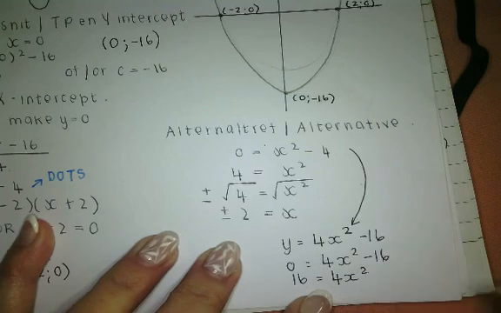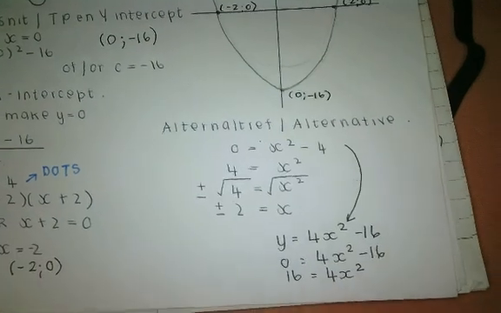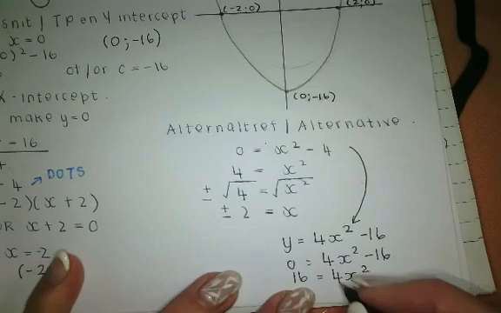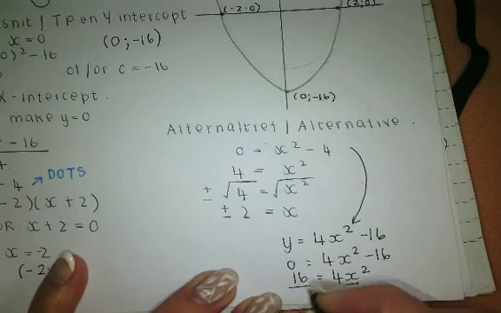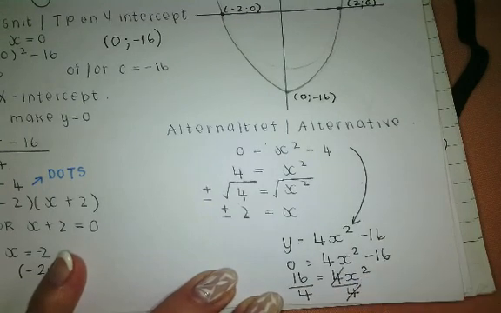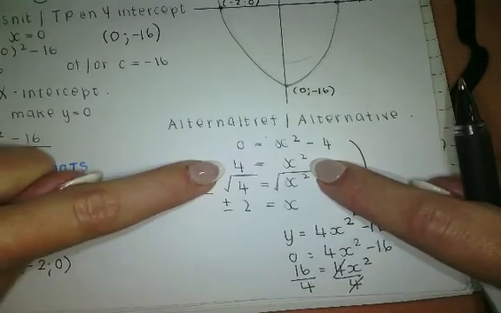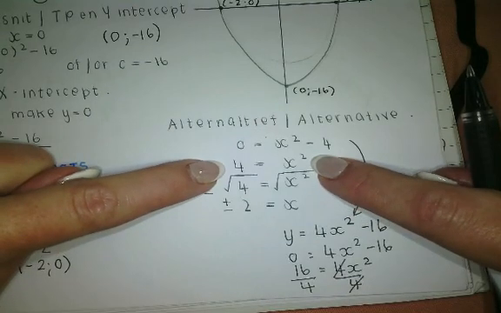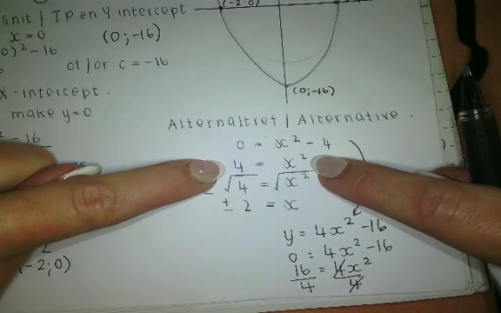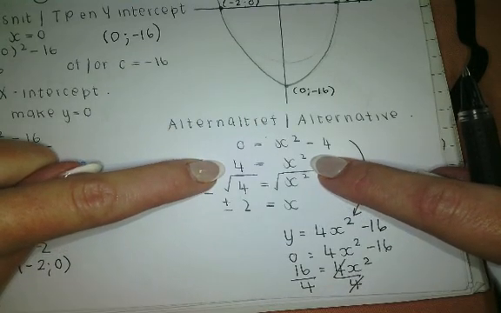Okay, so it's going to be 16 equals 4x squared. Are you with me? Okay, and then they divided both sides by 4. Do you see how your 4's cancel? So you're left with x squared equals 4. Can you see there? Are you guys okay?